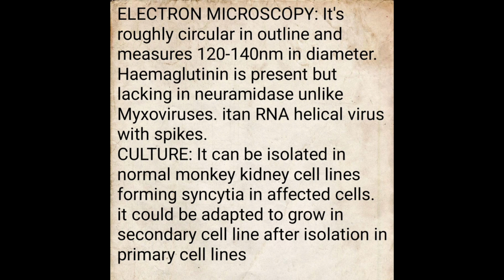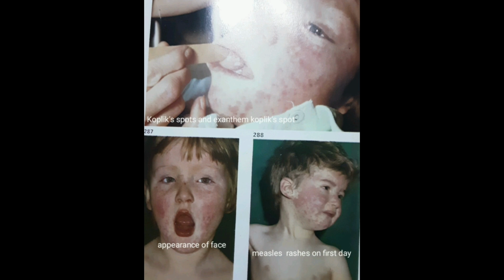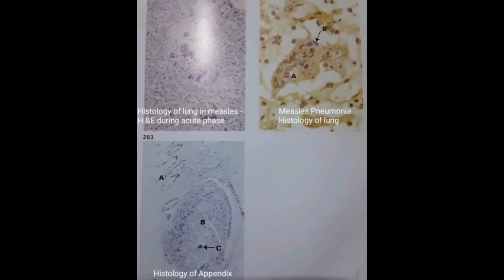It shows us roughly circular in outline and measures 120 to 140 in diameter. Hemagglutinin is present but neuraminidase is lacking, unlike other myxoviruses, though it is not really classified as a myxovirus. Culture: it can be isolated in a normal monkey kidney cell line, forming syncytia in affected cells. It could be adapted to grow in a secondary cell line after isolation in a primary cell line. You see the appearance up there, that's the Koplik spot, the appearance on the face, and also the measles rashes on the first day. You see the rashes are red and white. Then histology is also useful in diagnosis, so you can take a sample from the lung and the appendix too.